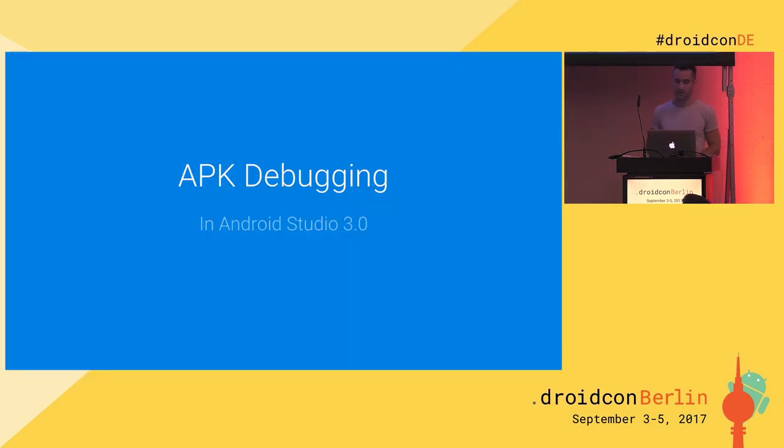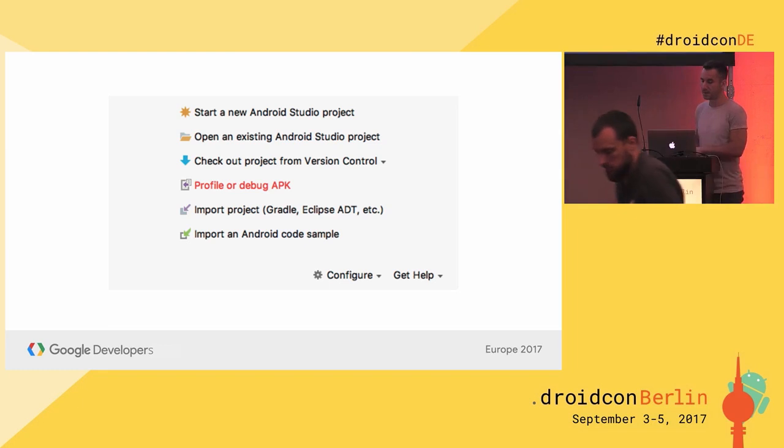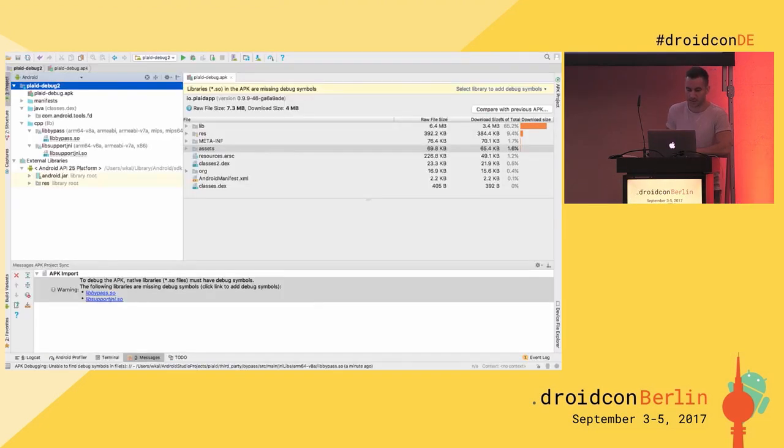Okay, one more thing. If you actually work with APKs that are produced by some other build system, maybe you're a game developer, maybe you're using Unity, and also would like to use these profilers to see what's happening in your app, we have this new thing called APK debugging in Android Studio 3. And it's basically a new type of project. You start it by selecting profile or debug APK from the main Android Studio launcher. And then you simply select an APK created by whichever build system or wherever it's coming from.